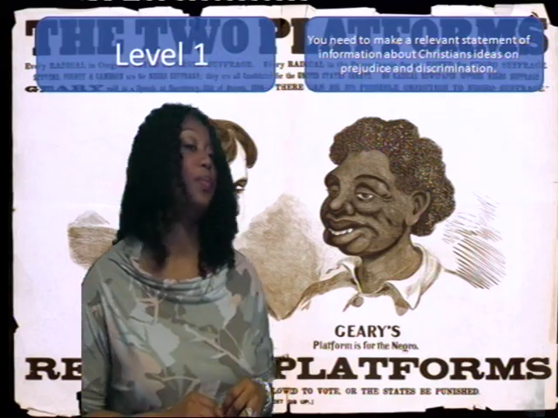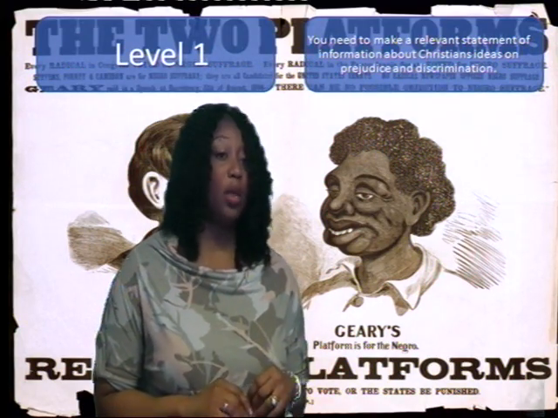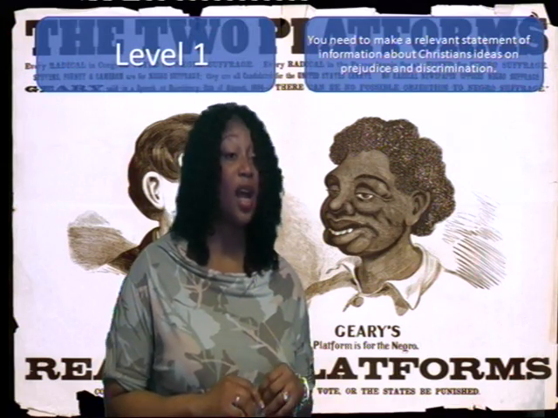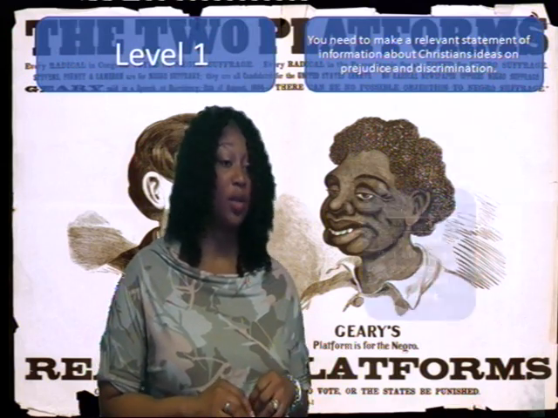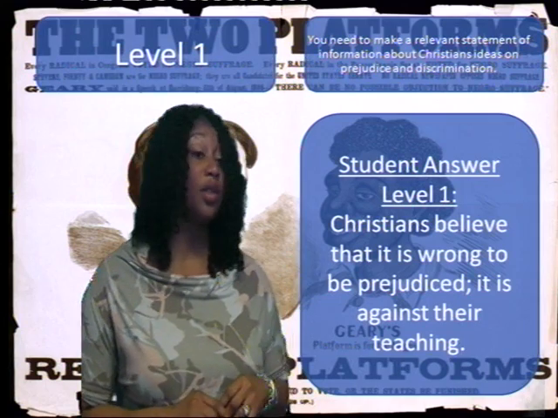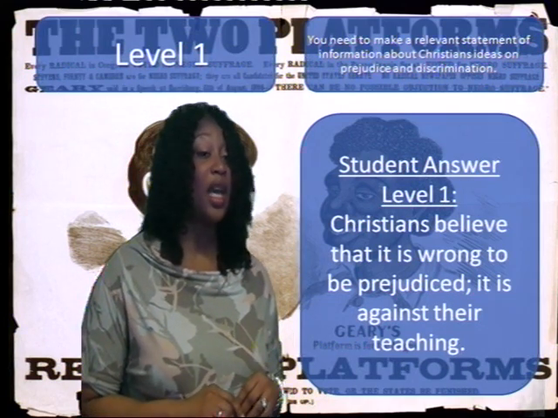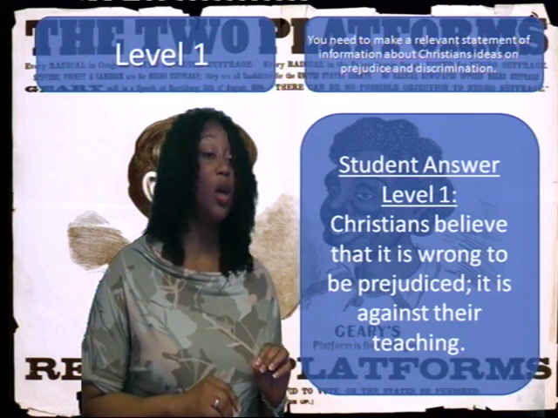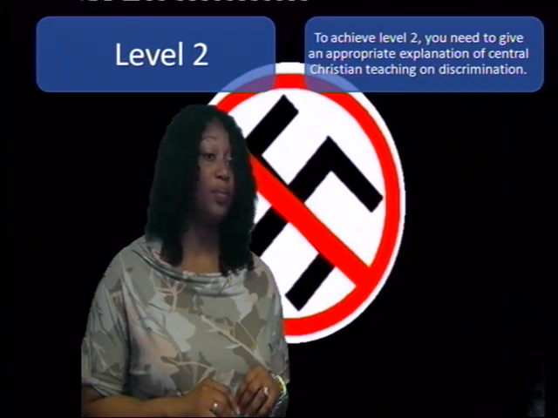For level 1, you need to be able to make a relevant statement of information about Christians' ideas on prejudice and discrimination. This is what a level 1 answer looks like: Christians believe that it is wrong to be prejudiced, it is against their teaching. Just that alone will get you a level 1 answer.